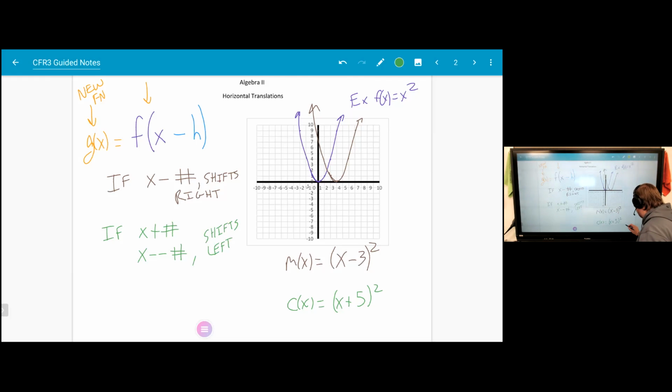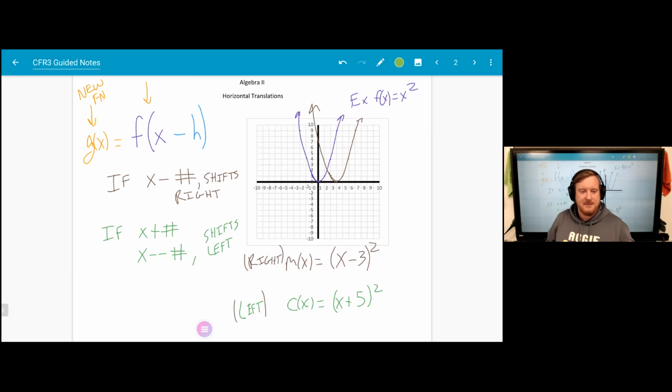So down here, this is my left, and up here, this is my right. Now it's counterintuitive. I totally understand that that doesn't make a ton of sense. But maybe that's the way you remember it: since it doesn't make sense, it goes the opposite way. I don't know, that's what I'm thinking here. So x plus 5 squared, I would move everything left 5 units.